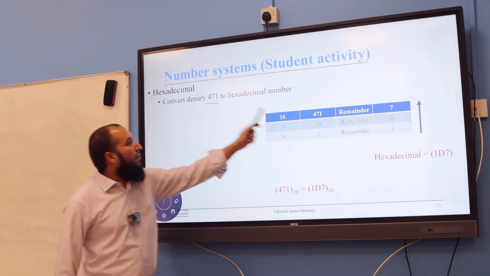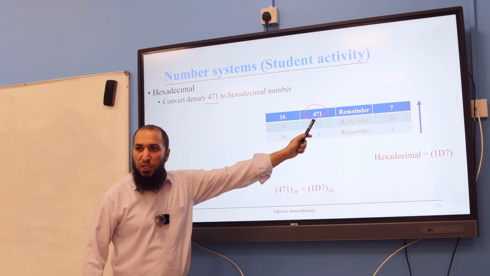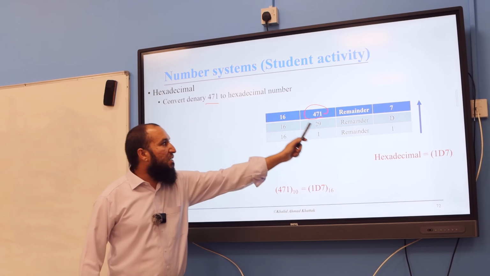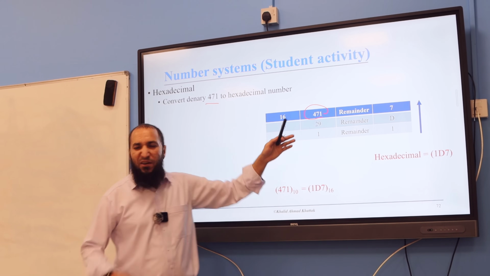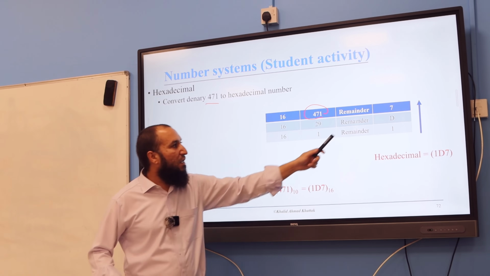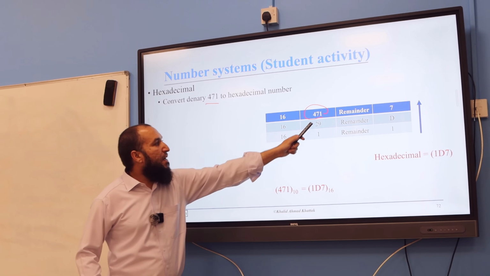We bring this number here, 471. And how many 16s go into 471 is 29. 29 times 16, we are going to get 464. So take 464 from 471, and it is going to give us 7 remainder.